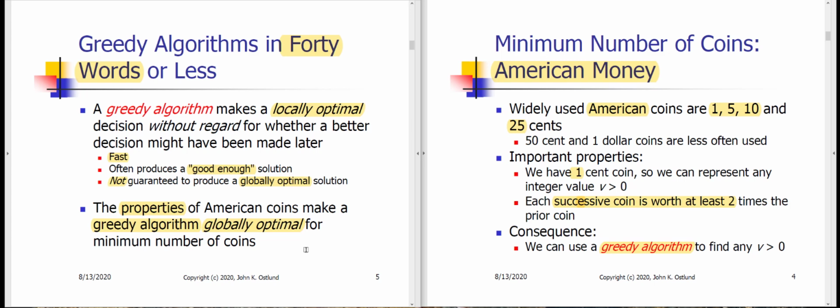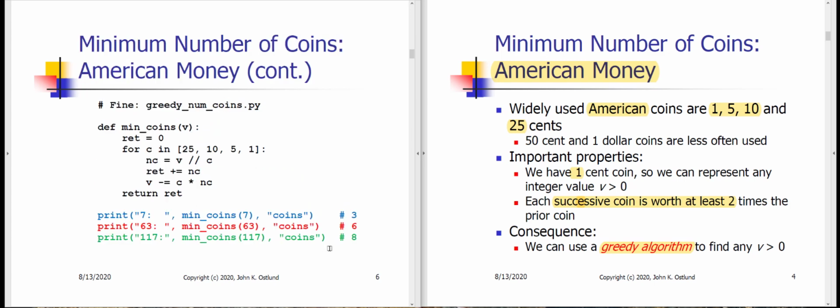Now, if you think about this in real life, except for people who have trouble counting, you've probably never considered it a problem if you're using American money to just make change for a certain amount. I mean, it's really obvious what you do. You use quarters until the value gets below 25. Then you use dimes until the value gets below 10. Then you use nickels until the value gets below 5, and then you use pennies. I mean, it's really straightforward. Nobody has any trouble with it.